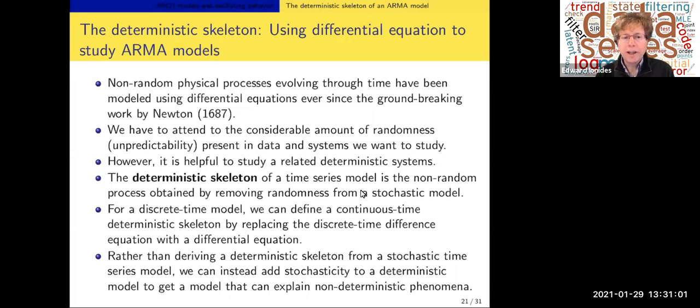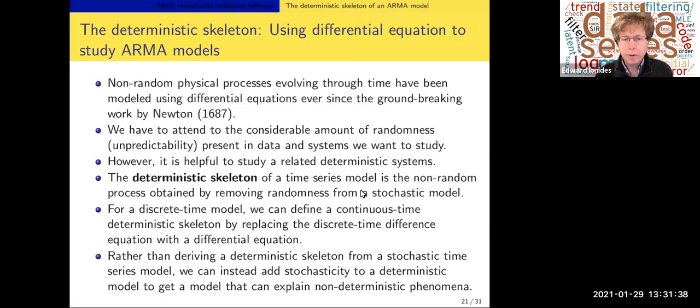When we do time series analysis, we normally have to attend to a considerable amount of randomness, called unpredictability, or sometimes stochasticity, present in the data and systems we want to study. But sometimes it's helpful to study a related deterministic system. And the deterministic skeleton is what we call a non-random process obtained by removing randomness from a stochastic model. Remember, our time series model itself will have to have a stochastic element to explain unpredictability in the data.